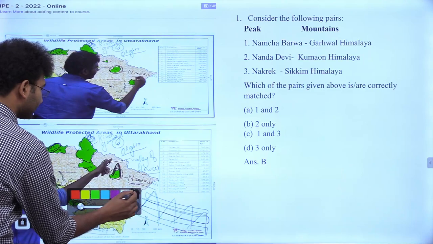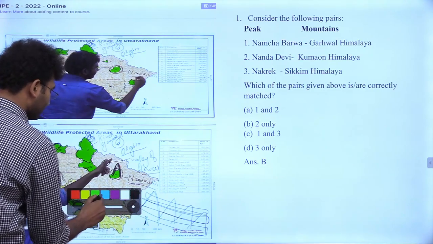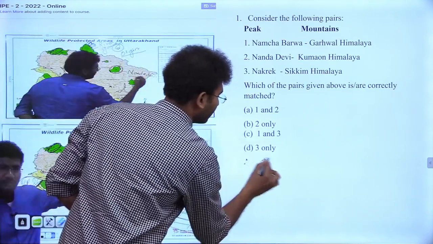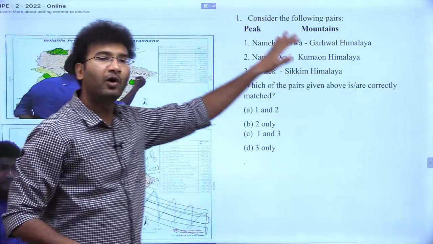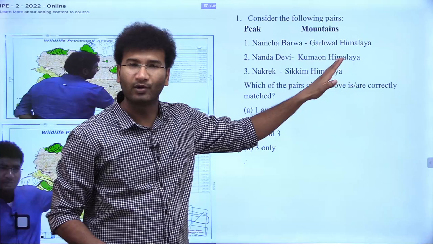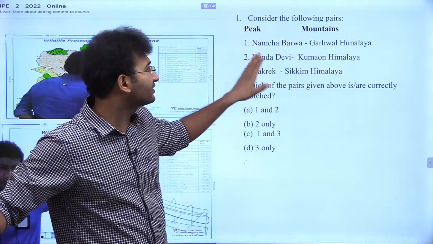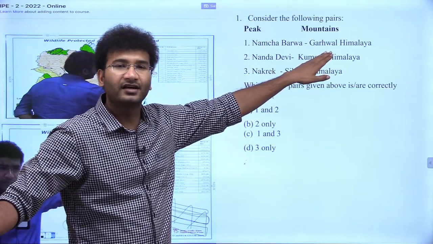And the next question, here we have the next question. Please look into the question. Consider the following pairs, peaks and mountains. You have to match the peaks and you have to match the mountains. This was the question that has been asked. Namcha Barwa is in Garhwal Himalayas.